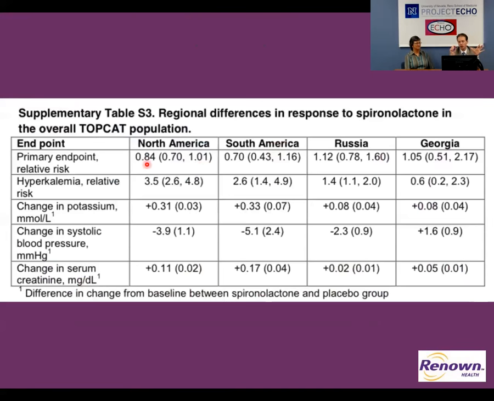And that was true in the US. That was not true anywhere else. So if you look at Russia and Georgia, if you look at all these other sites, Europe and East Asia, it didn't work at all. So the average was no effect whatsoever, maybe a little worse.